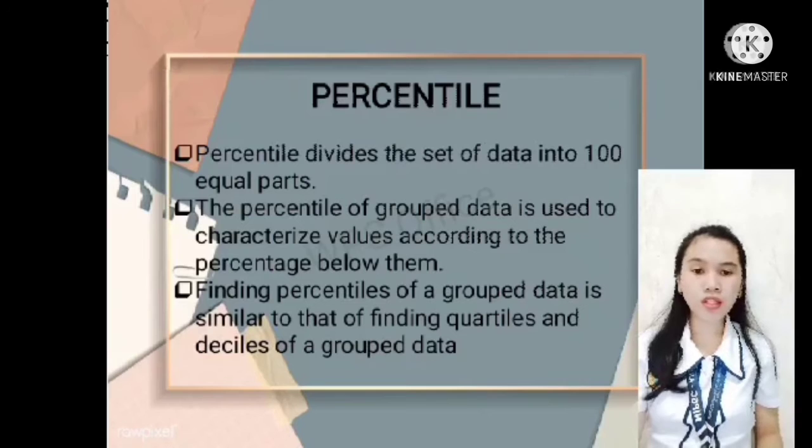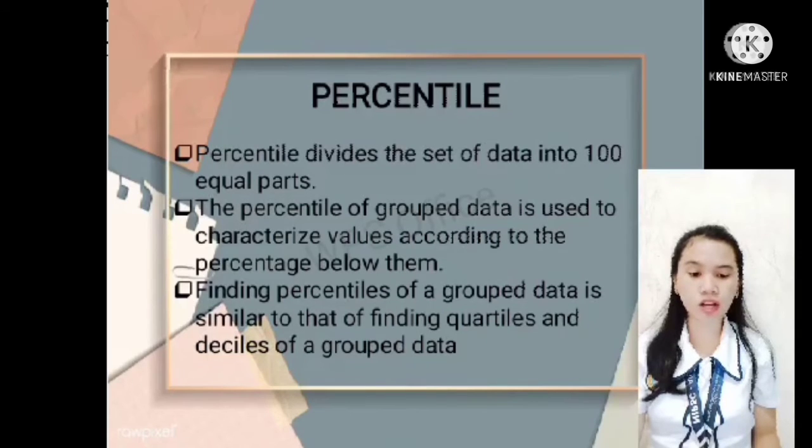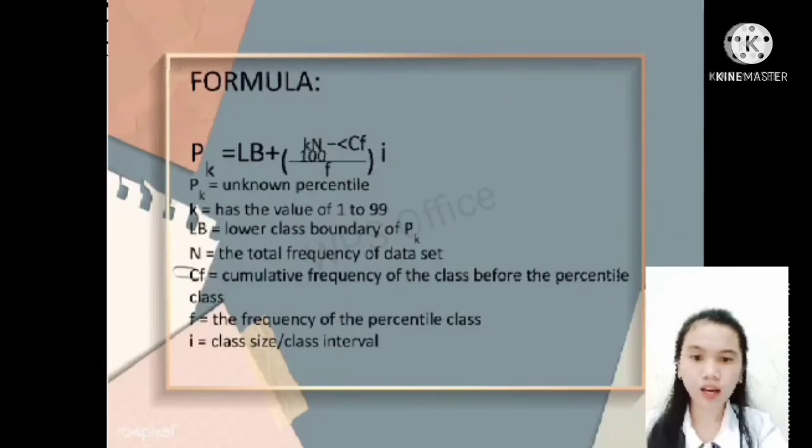Today I will discuss the percentiles of grouped data. Percentile divides the set of data into 100 equal parts. The percentile of grouped data is used to characterize values according to the percentage below them. Finding the percentile of grouped data is similar to finding quartiles and deciles of grouped data. In the same manner as calculating the quartiles and deciles, the Pk class is the class interval where the kn over 100 score is contained. In computing the percentile of grouped data, the following formula is used.